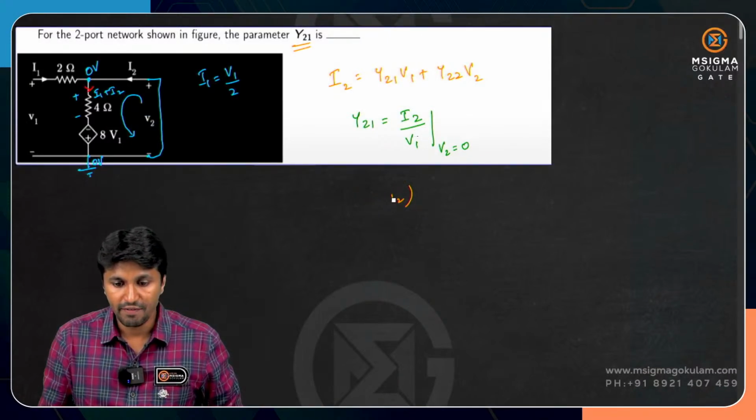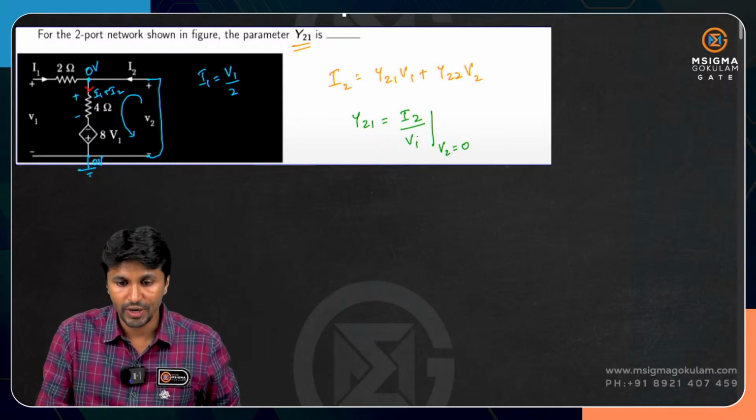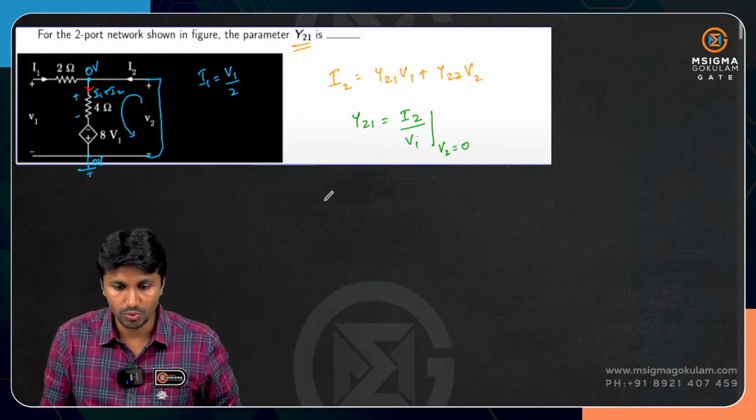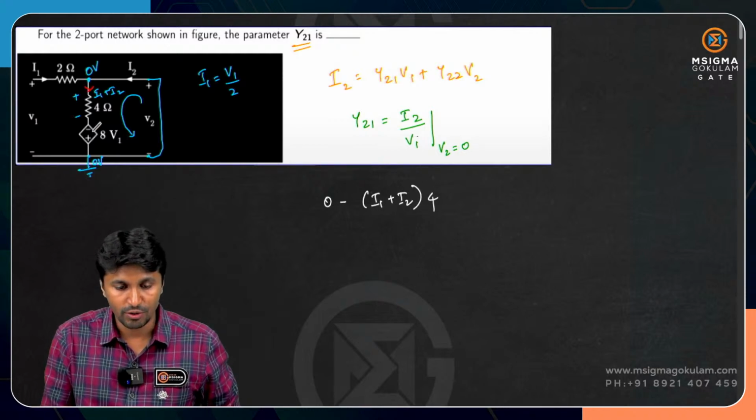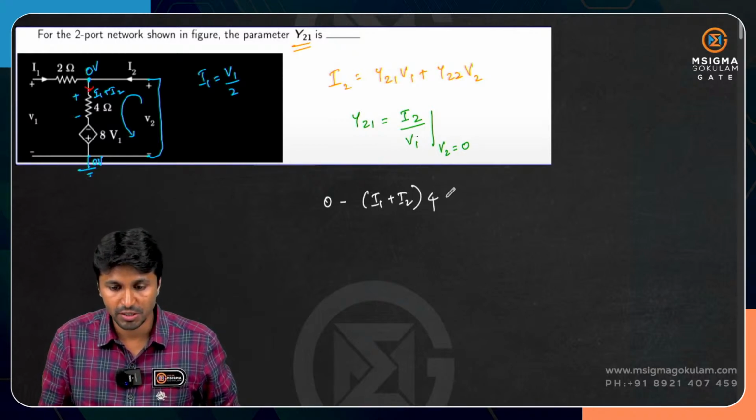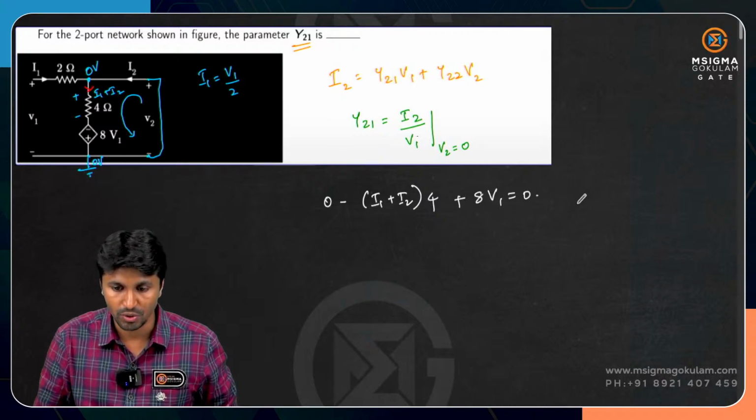When you write KVL around this particular loop, what do you get here? This is equal to 0 minus of I1 plus I2 into 4, right? And you are moving from lower potential to higher potential, so there is a voltage rise. Therefore 8 V1 is equal to 0, right? Also we have got this equation. I'll call it equation number 1.